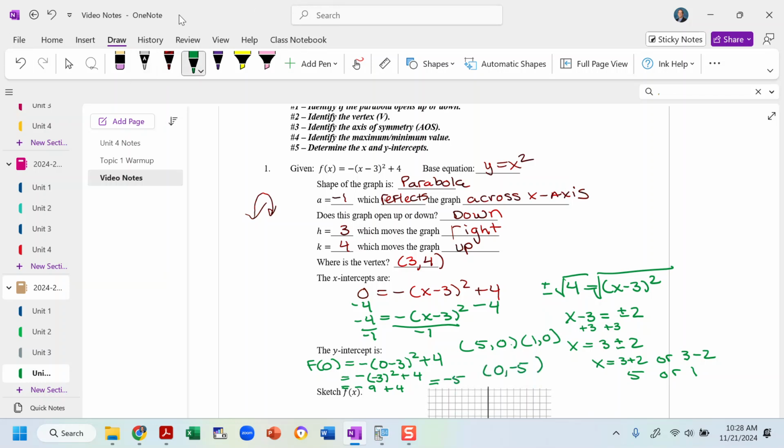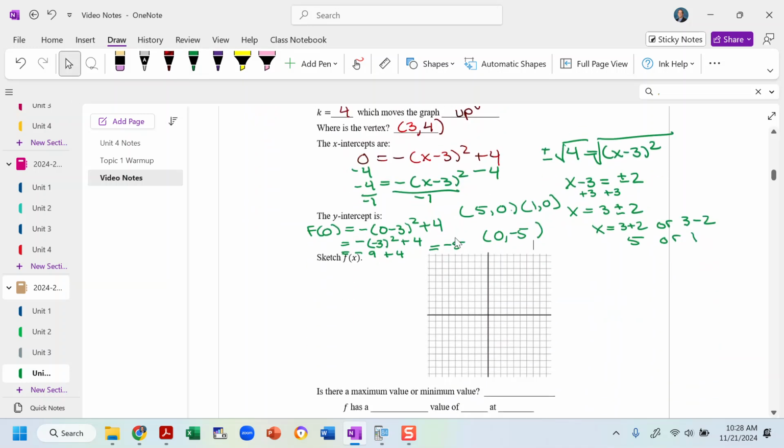When you sketch this, the vertex is 3, 4. The x-intercepts are 5, 0, and 1, 0. And the y-intercept is 0, negative 5. So now you sketch the parabola.